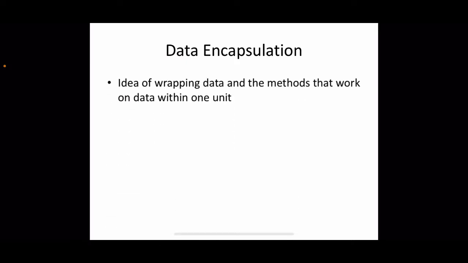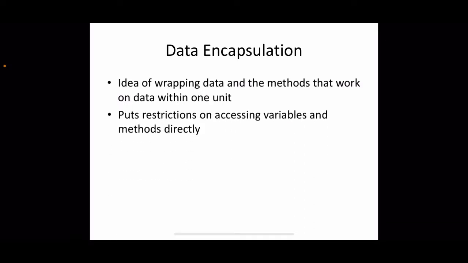We already know what a class is, right? A class contains both data, that is our attributes or properties, whatever we call them, and a set of methods that operate on this data. These data and the corresponding methods together we call the class. So a class is actually a method of encapsulating or protecting data. We will see how this data is actually protected. The idea of wrapping data and the methods that work on the data within one unit is called data encapsulation.